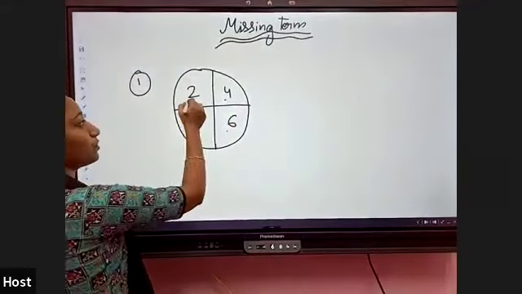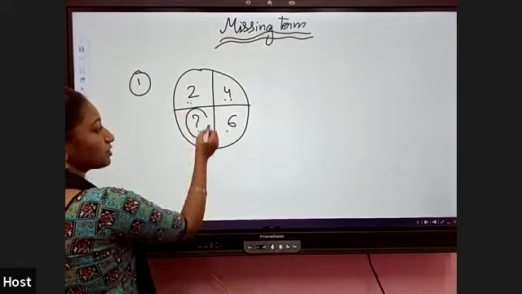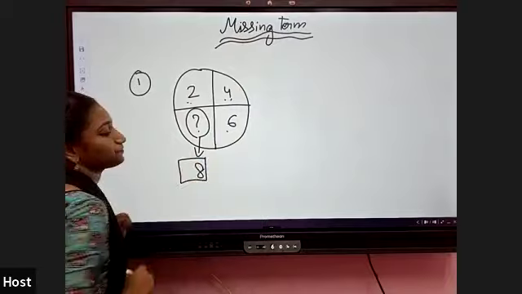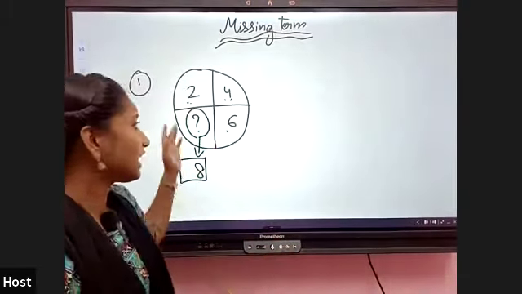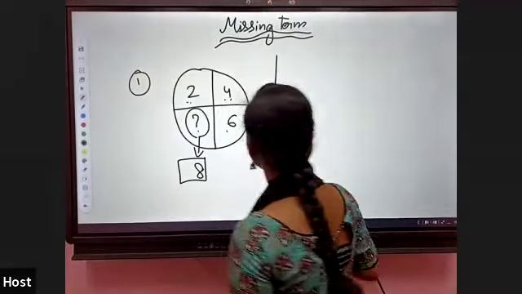Then 2 2s are 4, 2 3s are 6. Then which number should come here? 2 4s are 8. So the answer is 8. So the given numbers are the multiples of 2. Like this, you can solve the problems.